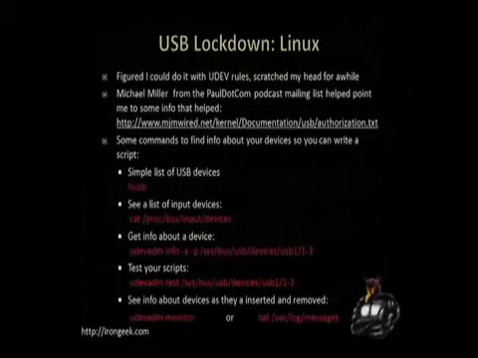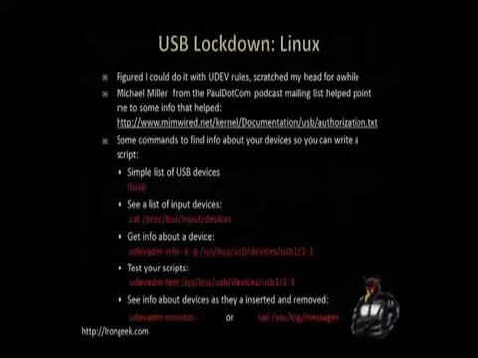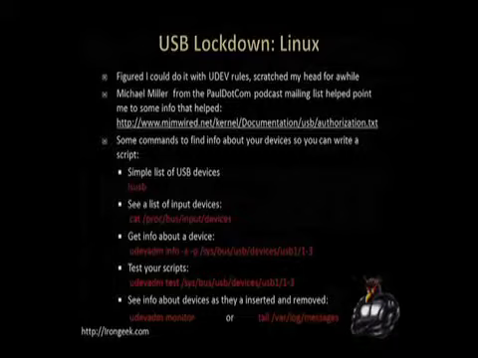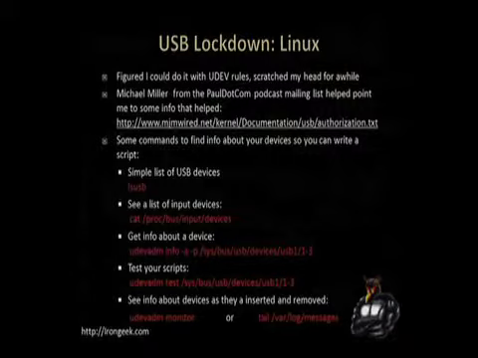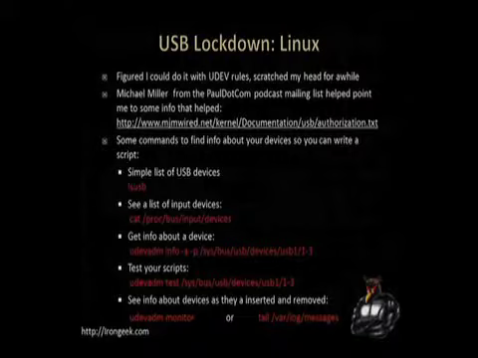Alright, you can also do much the same thing in Linux. Luckily, Michael Miller from the Paul.com podcast pointed me in the right direction. I had a few good ideas, but I really didn't know how to do this until he pointed me at a little bit of simple documentation on USB authorization in newer Linux kernels. The first thing you have to do is collect information about what USB devices are on a system, so you can figure out various device strings to authorize on.